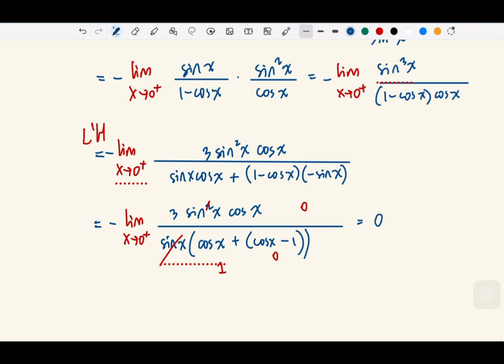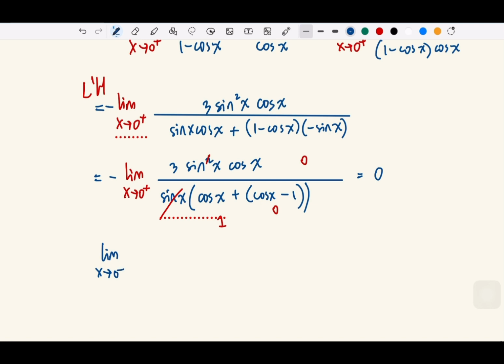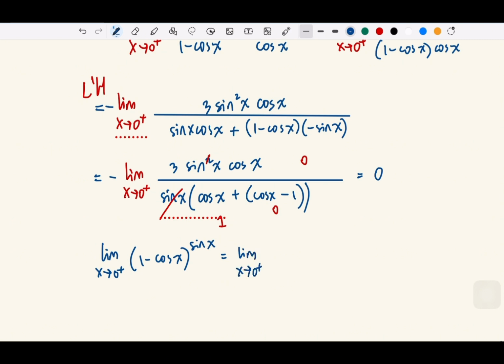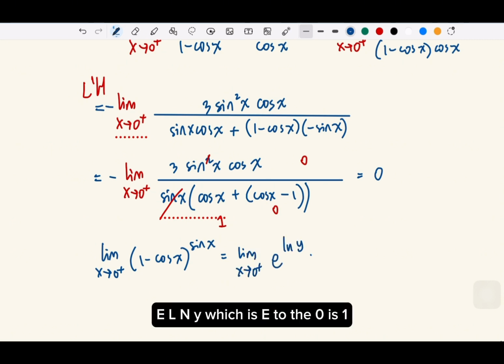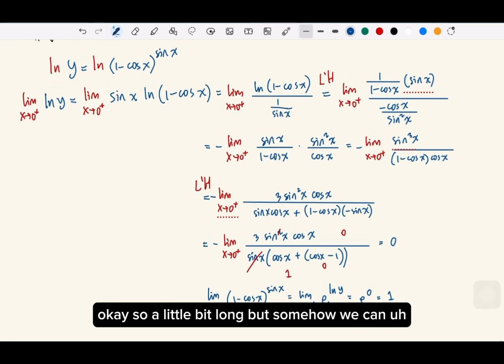Okay. But we have not finished yet, so limit of this is e ln y, which is e to the 0. It's 1. Okay, so a little bit long, but somehow we can take L'Hopital rule twice and we get the answers.